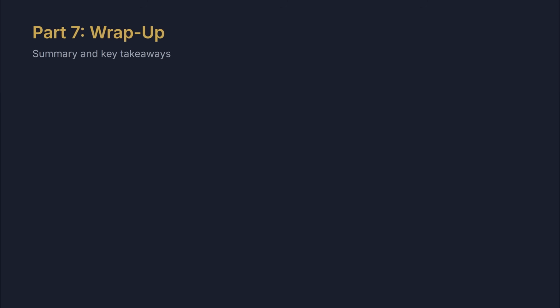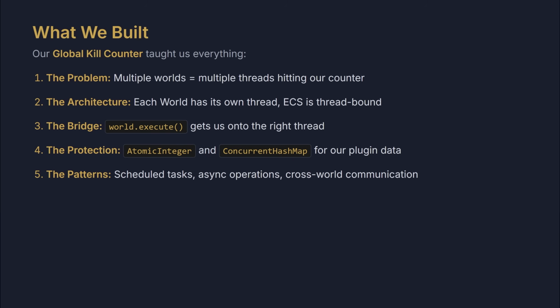So let's summarize everything we did and the key takeaways. What did we build? We have our global kill counter that taught us everything. We have the problem, which means multiple worlds, multiple threads hitting our counter. We have explained the architecture. Each world has its own thread, and ECS, Entity Component System, is thread bound. The bridge is world.execute, which gets us onto the right thread. And we have the protection for our plugin state or mod state with atomic classes and concurrent hash map, for example. And the patterns are scheduled tasks, async operations, and cross-world communications.